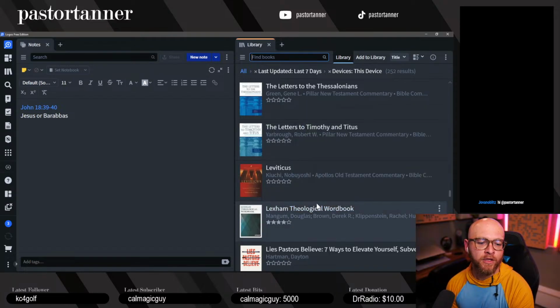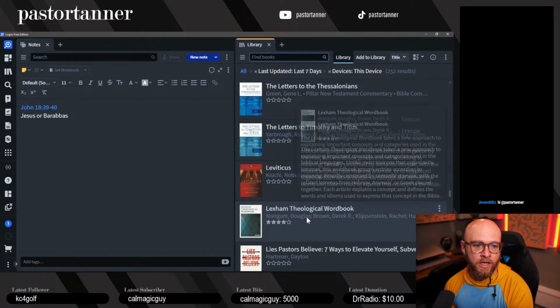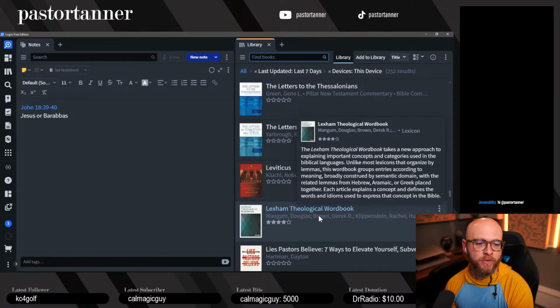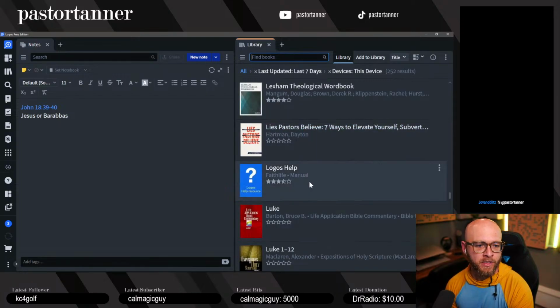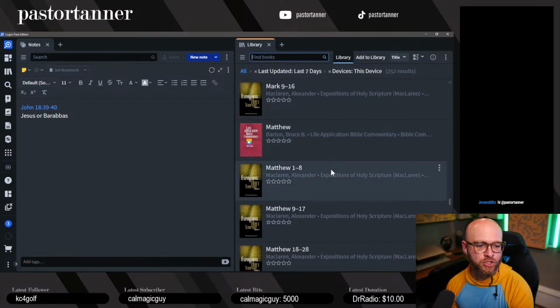The Theological Word Book of the Old Testament, TWOT. This is a Moody resource that wasn't always available. I'm glad it's here now. Again, just some more generalized monographs that should help you out.